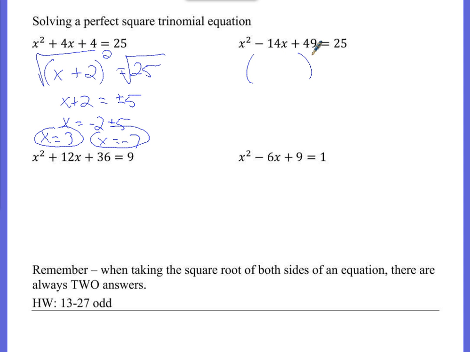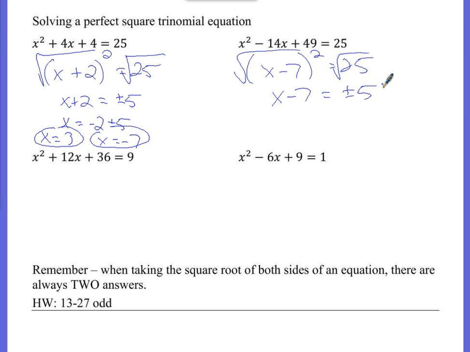So I can write it like this: x minus 7 inside the parentheses, squared. Good. Now what? Square root both sides. And we get plus or minus 5. Once you take the square root, the square root symbol's gone.